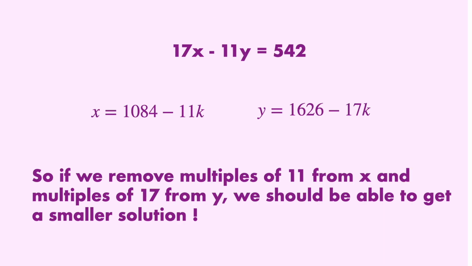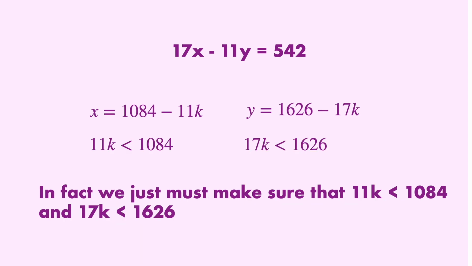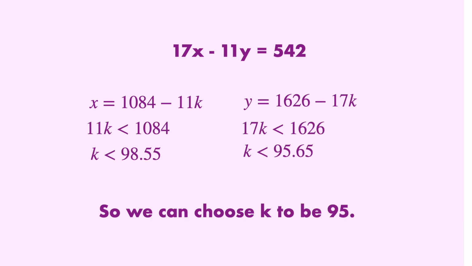So if we remove multiples of 11 from x and multiples of 17 from y, we should be able to get a smaller solution. What's the biggest number of multiples we can remove? Well, we can see that 11k has to be less than 1084, so that x stays positive, and 17k has to be less than 1626. So we need only solve these two inequalities. Dividing both sides by 11 on the left and by 17 on the right, we get k is less than 98.55, and k has to be less than 95.65. Keeping in mind that k is an integer, the best we can do would be k is 95.